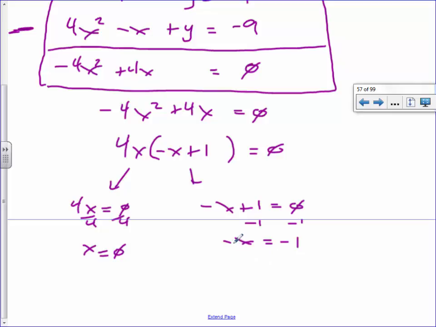Negative x equals negative 1. Shouldn't positive x equal positive 1? Yeah.